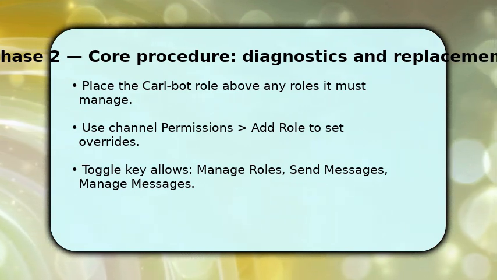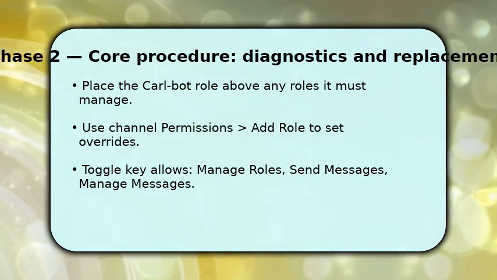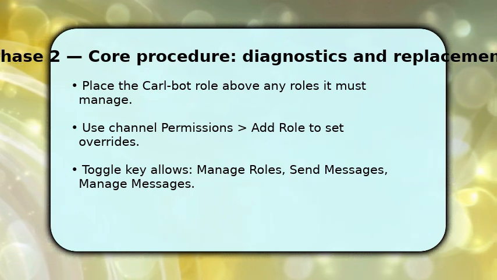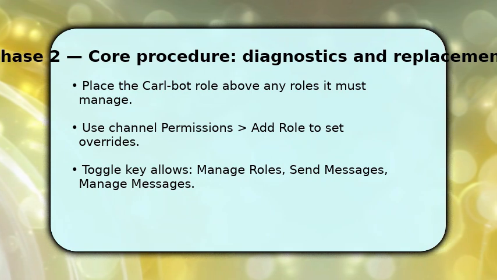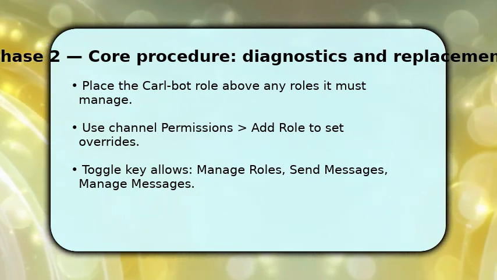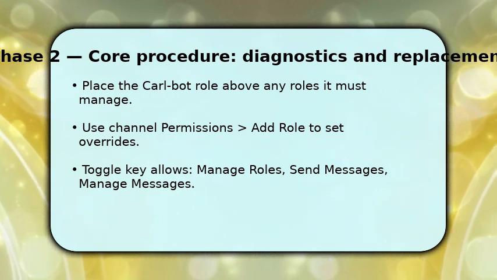Add the CarlBot role and allow specific permissions like manage roles, send messages, manage messages, embed links, and read message history. Make sure not to accidentally deny core permissions. Deny overrides allow and will block functionality. Save changes and proceed to testing.